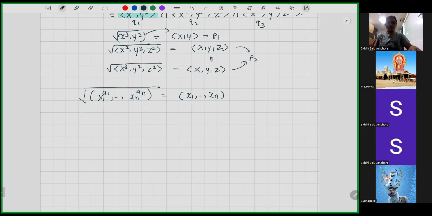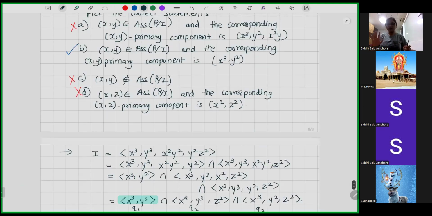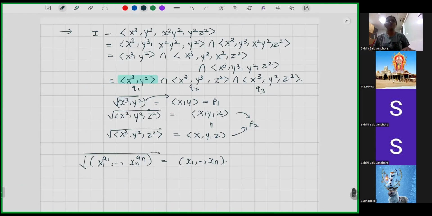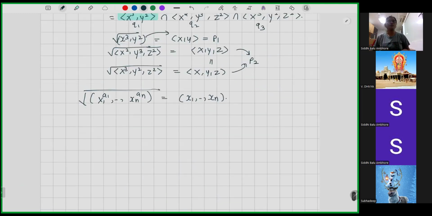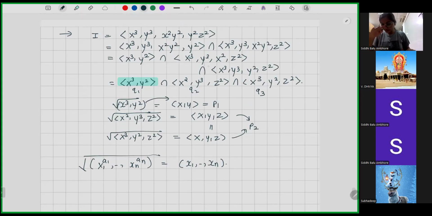Okay, so we are back here. So is this clear? Primary component, irreducible decomposition, primary decomposition, and so on. If you have any doubt, please feel free to ask. Otherwise, I will move to this next question. And here I think there was some problem. X square becomes x cube. That's okay.